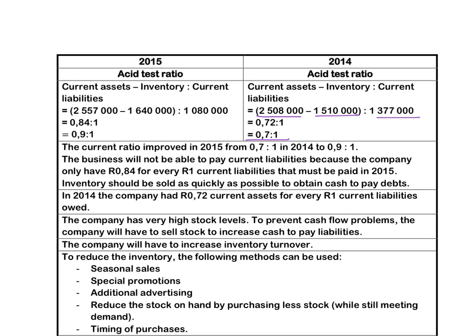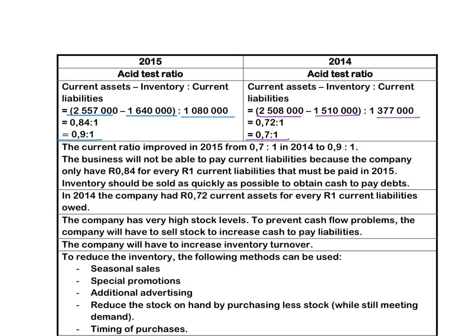If we look at 2015 and we take the current assets, subtract the inventory that's available at the end of 2015, it will give us a ratio of 0.91 to 1. That means we've got 90 cents for every R1 that we owe. So what does this mean? We will not be able to pay our current liabilities because we have less assets available than what we owe and that we have to pay at the end of the month.